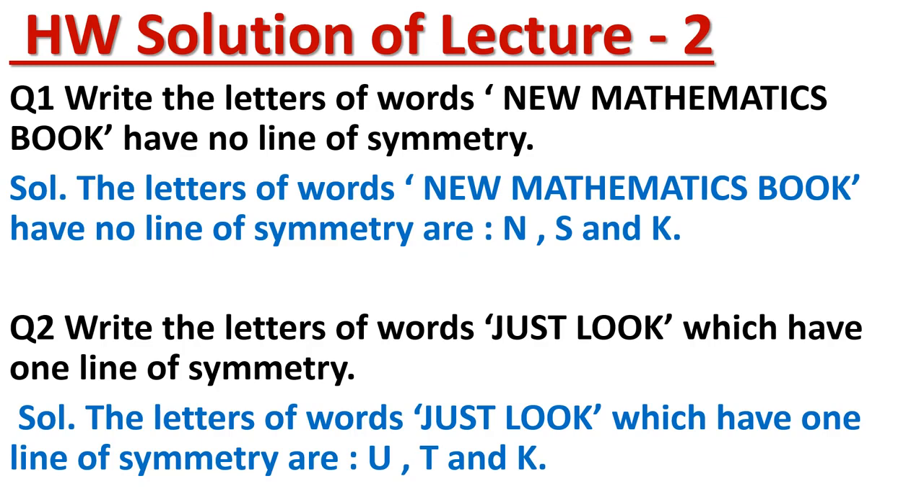We can check also. Now see, J has no line of symmetry. U, we have written, has one line of symmetry. S has no line of symmetry. T has one line of symmetry. L has no line of symmetry. O has two lines of symmetry. And K has one line of symmetry. So for one line of symmetry, we have written U, T and K.